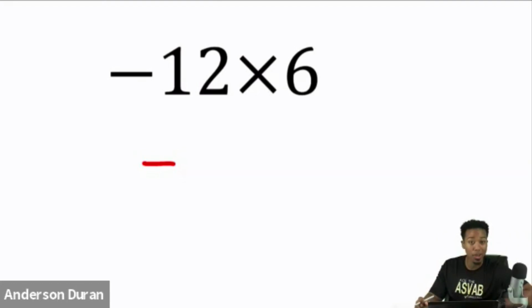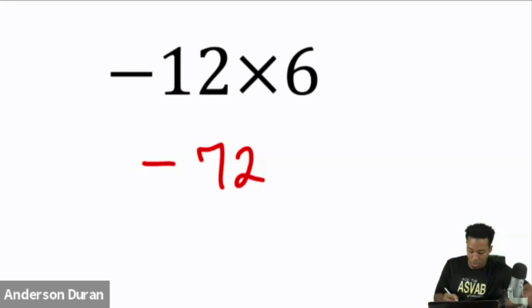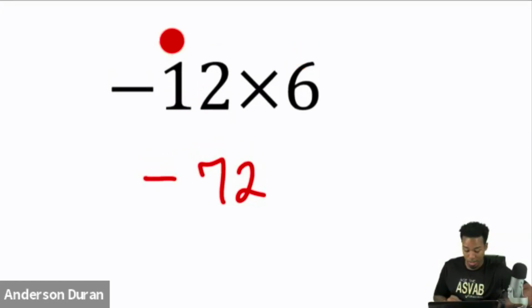Now that's something we have to make sure we know our times tables for, right? 72. If you wanted to use mental math and you don't want to memorize your times tables, just do 6 times 10, because 12 is 10 and 2. So 6 times 10 is 60. 6 times 2 is 12. 60 and 12 is 72. And that's just another way to think about it.